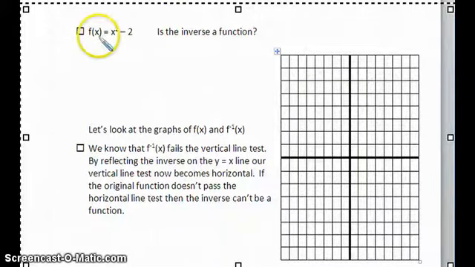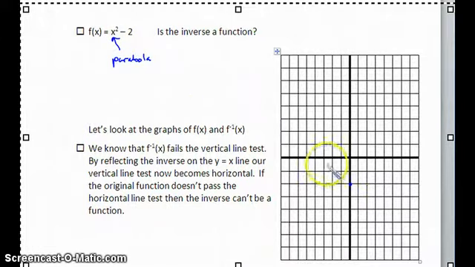Here's a function, f of x equals x squared minus 2. I want to know, is the inverse a function? But I don't want to take the time to calculate the inverse, so that means swap the x's and y's, and go through and plot that graph. I want to know just by looking at this graph. So let's make the graph for x squared minus 2. I know that it's going to be a parabola, because the parent function is x squared, and the minus 2 means that it's going to be shifted down 2.